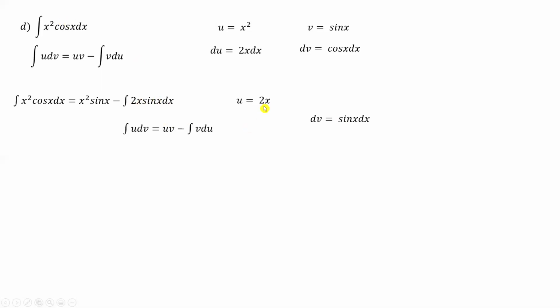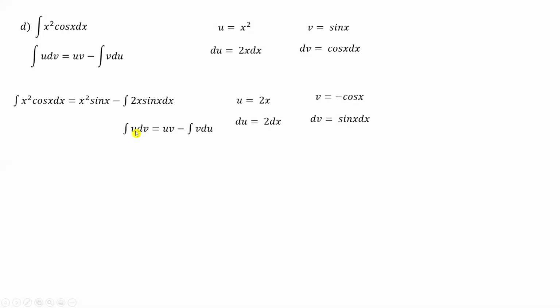Okay, so u is 2x and dv is sine x. Integral of sine is minus cos. Now, why is that? Derivative of cos is negative sine. So we'd need another negative to get rid of that negative. Let's try that again. Derivative of cos is negative sine. So derivative of negative cos is positive sine. Derivative of 2x is 2 dx.